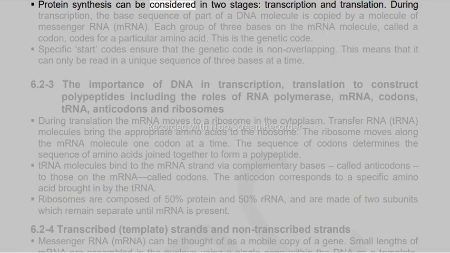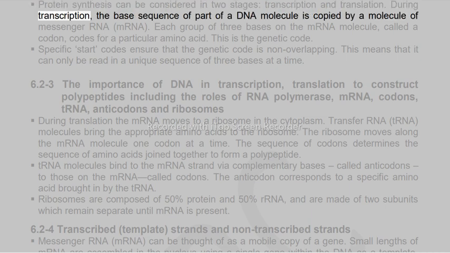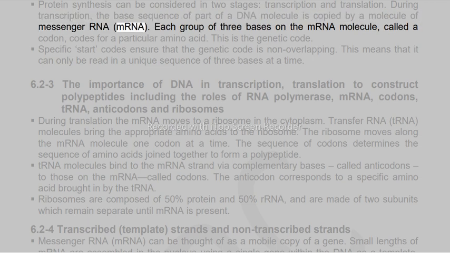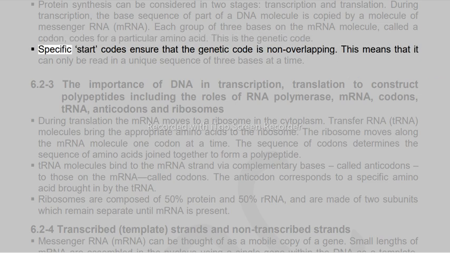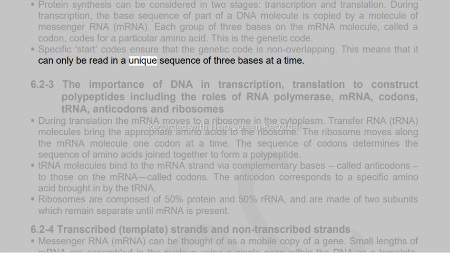Protein synthesis can be considered in 2 stages, transcription and translation. During transcription, the base sequence of part of a DNA molecule is copied by a molecule of messenger RNA, mRNA. Each group of 3 bases on the mRNA molecule, called a codon, codes for a particular amino acid. This is the genetic code. Specific start codes ensure that the genetic code is non-overlapping. This means that it can only be read in a unique sequence of 3 bases at a time.